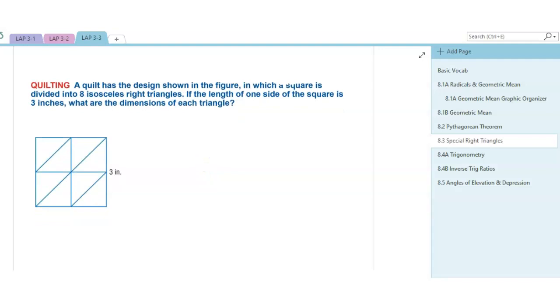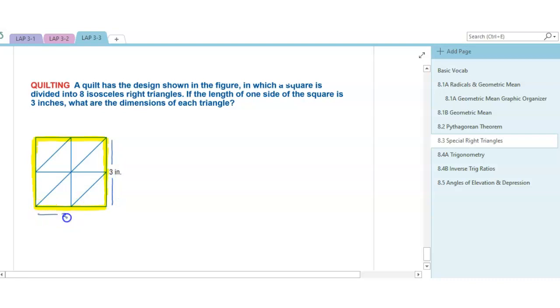So over here we have a quilt in this design, and we have a square. So all of these sides are 3 inches each. So that's what the question is telling us. So all of these are 3 inches. So we might want to just go ahead and put in 3 inches just like that. Okay, and this pattern divides the square into 8 isosceles right triangles.